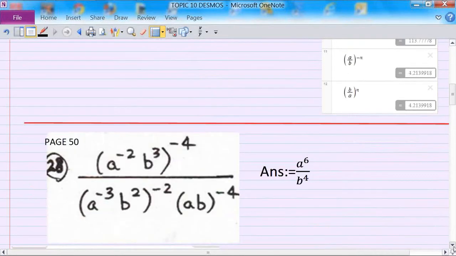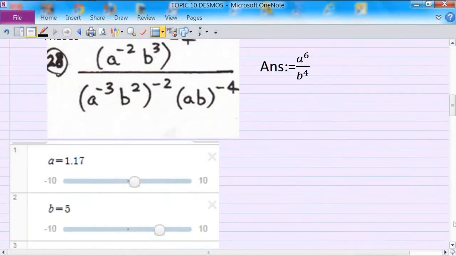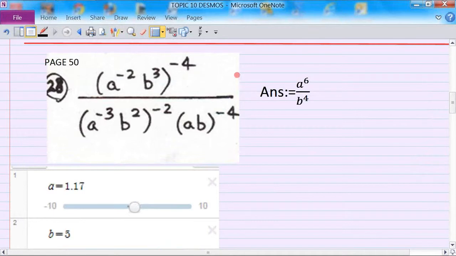So let's go to a problem on page 50. We have a and b right here, and we have this to the minus 4th power. We did this problem, and the answer is a to the 6, b to the 4.